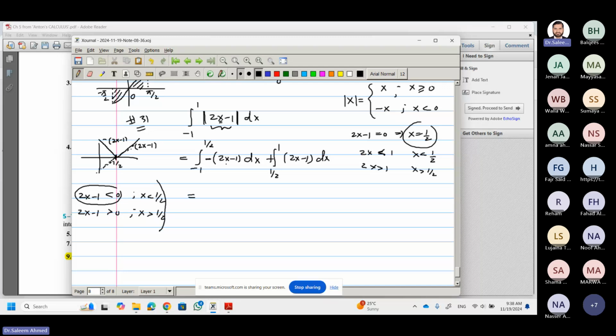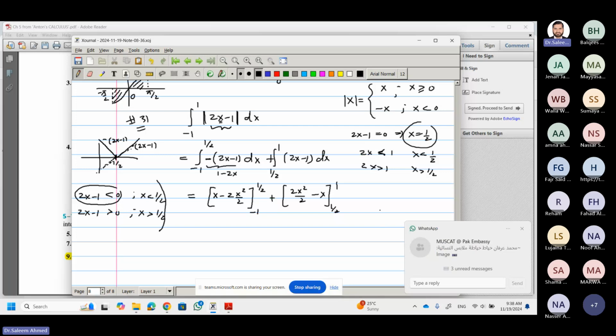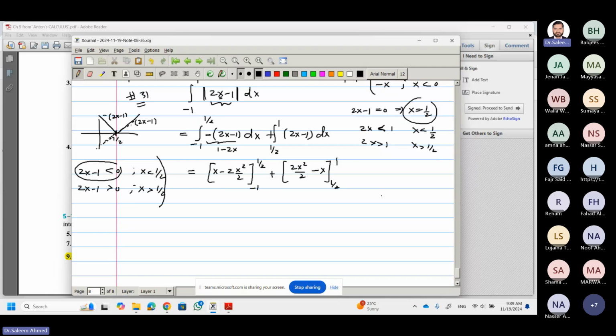It becomes 1 minus 2x, because of the minus sign. So if I integrate, it becomes x minus 2x squared by 2 from minus 1 to half. And plus, this becomes 2x squared by 2 minus x from 1 by 2 to 1. So if mod function is given, you have to split it at the point where your function is changing its sign from positive to negative.